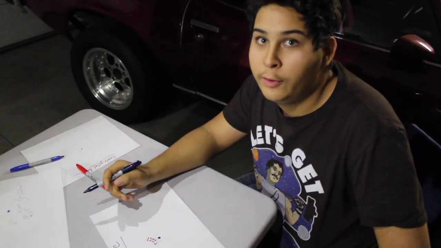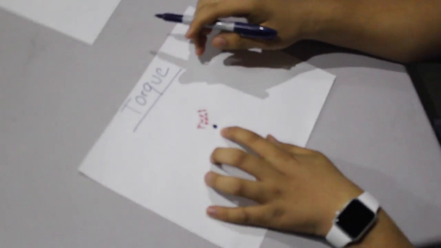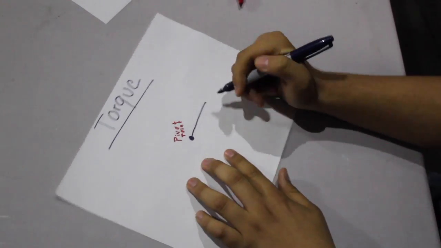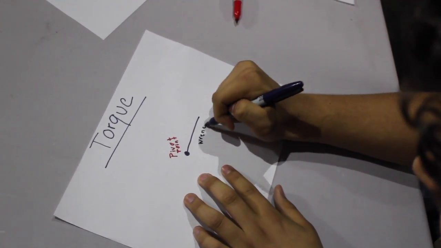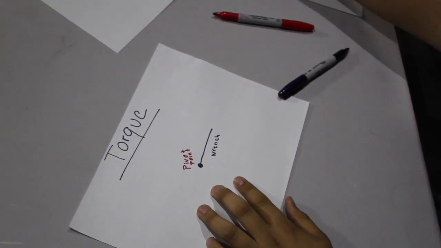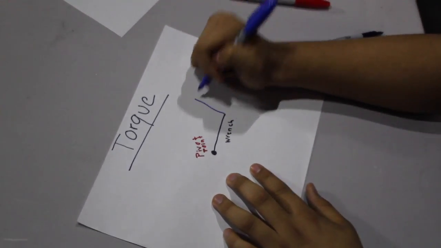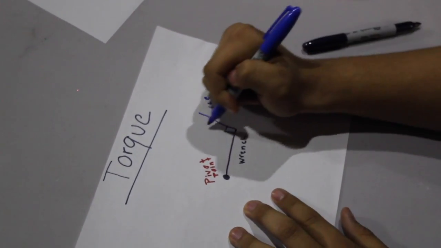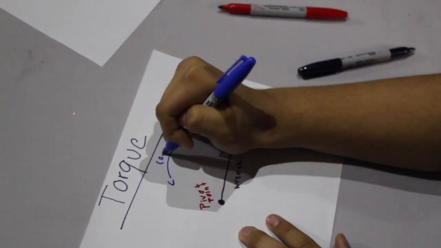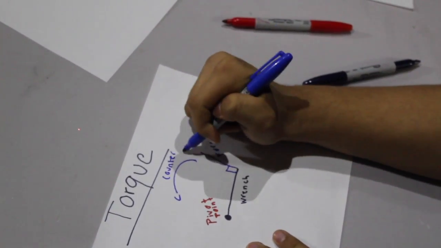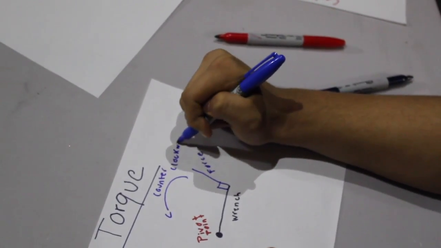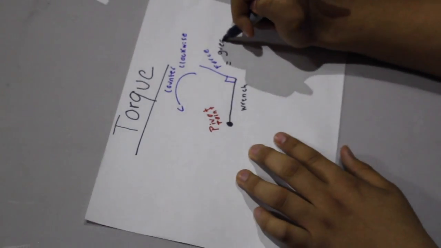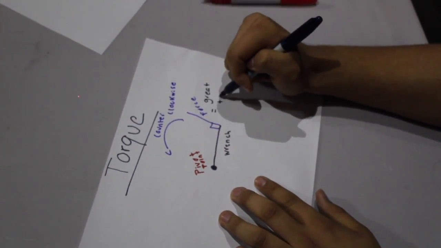So now we'll demonstrate a free body diagram for torque. This point here will be our pivot point. This line here will be our wrench. Now, you will want to exert a force at a 90-degree angle. So this will be our force. And you will exert it counterclockwise. Now, this will equal a great torque.